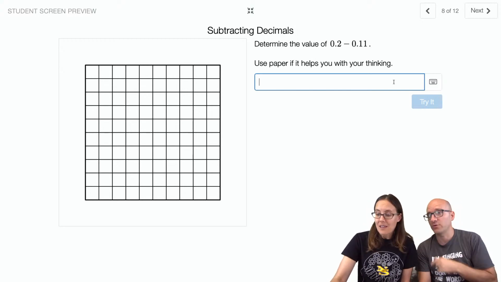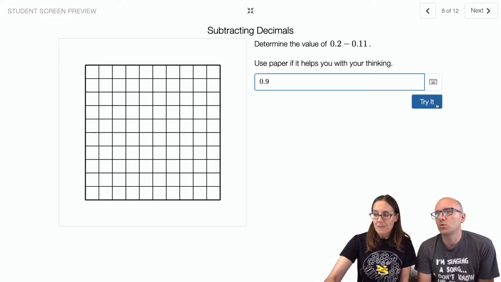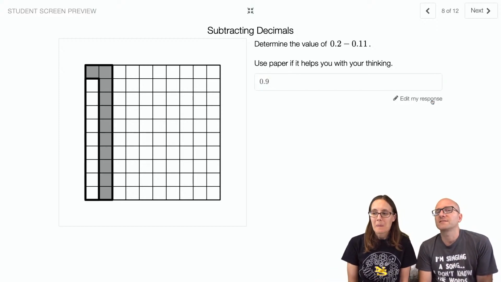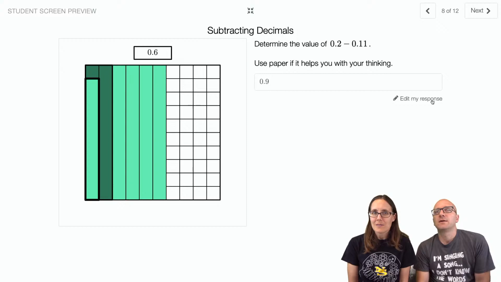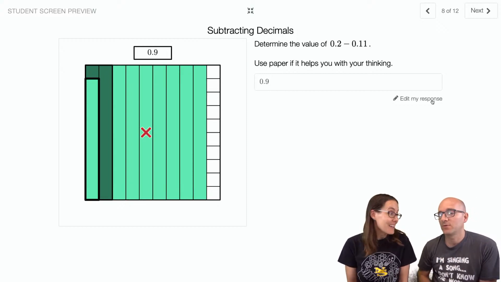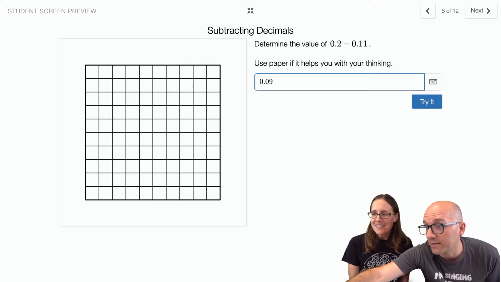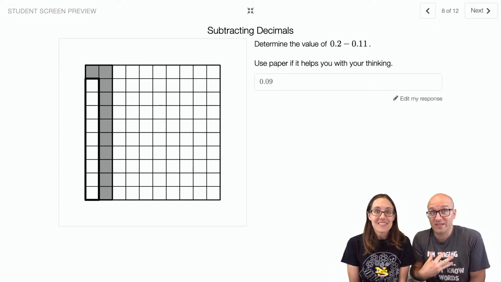That's right. All right, and what was your answer? Go ahead and enter it. My answer is 0.9. Ooh, not 0.9. That's not what you said out loud. Oh, whoops. It was 0.09. That's what I meant to say. And it is okay to make mistakes while you're learning. It is. I make them all the time, and I'm supposed to know this stuff.